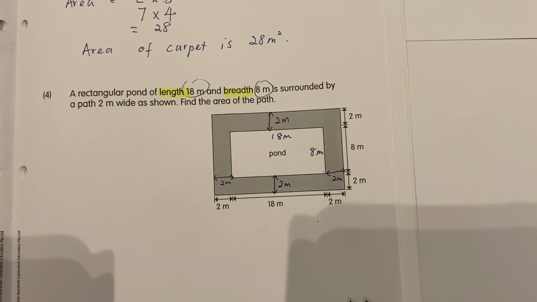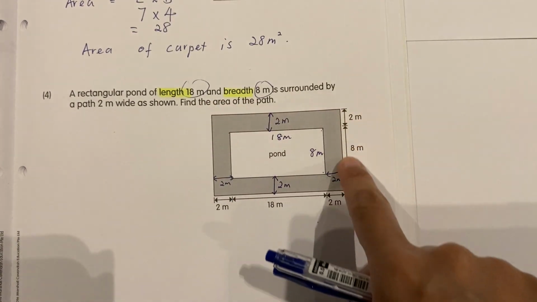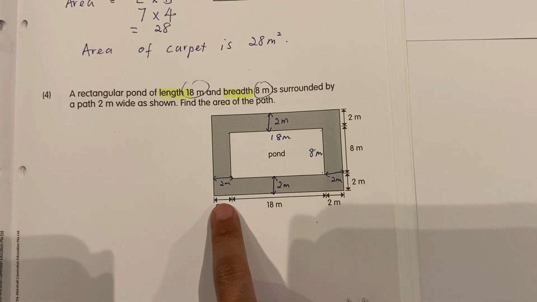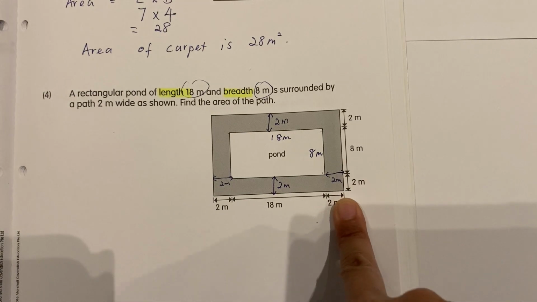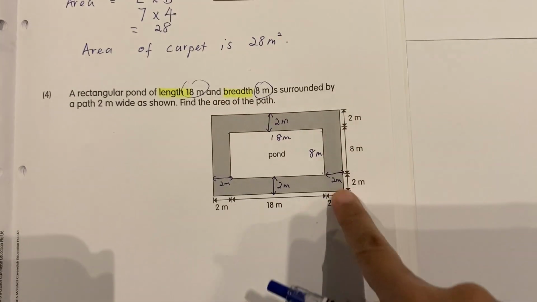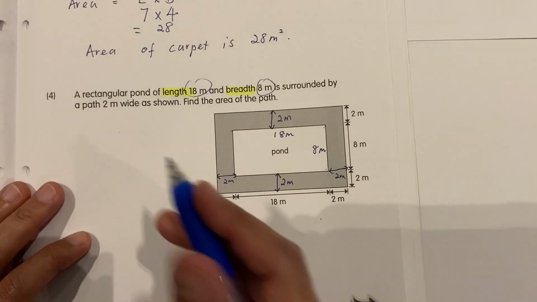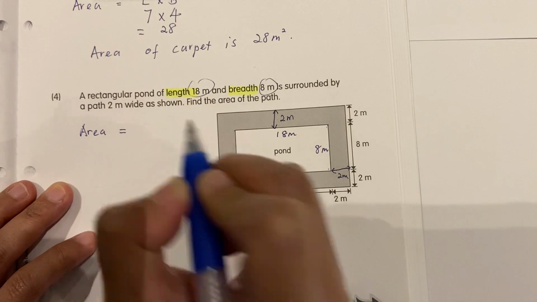Now they ask you to find the area of the path. Now before you can even do that, do you know what is the area of the rectangle outside? You don't, right? So you need to find what is the length and what is the breadth of the big rectangle outside. But you can do the area of the pond first, no harm. Let's do the area of the pond because that's what you know, right? So do what you know first.